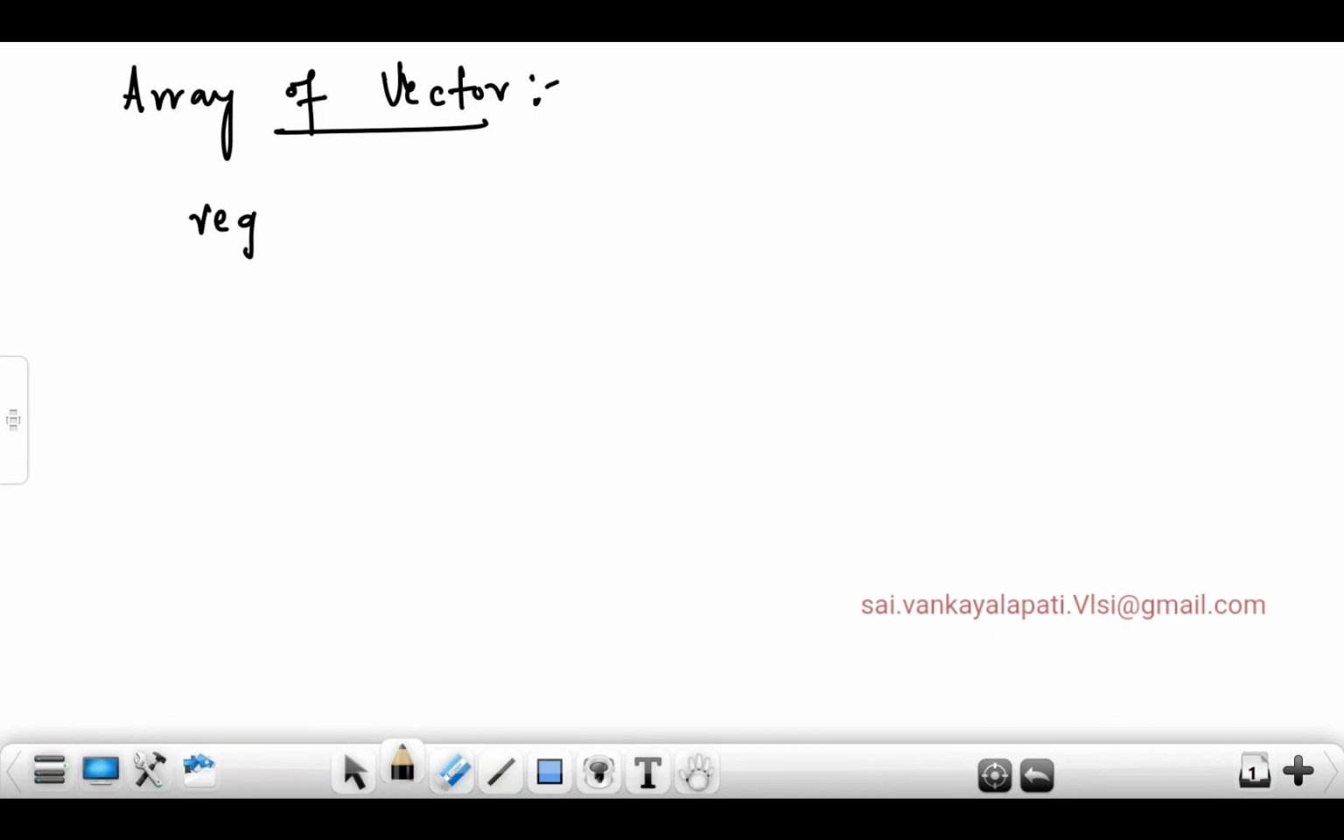Reg, correct? Reg is a data type. Suppose I'm going to write the vector 7 down to 0, which means an 8-bit vector. Then I write the array name, let us write 31 down to 0. This is nothing but an array of vectors. This is the array, with the vector. So what is the width here?